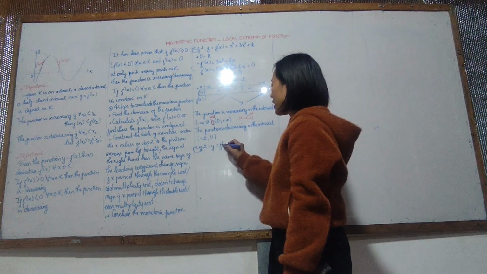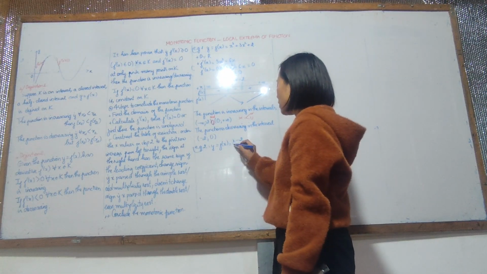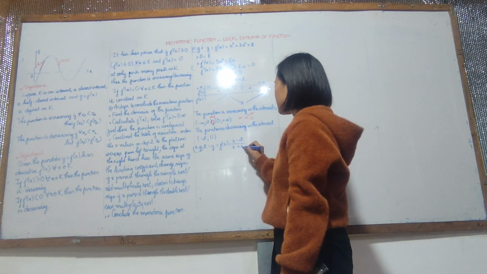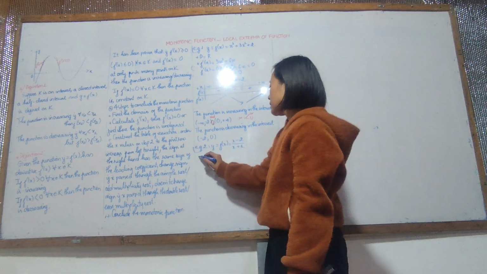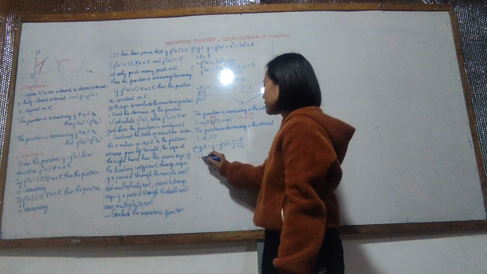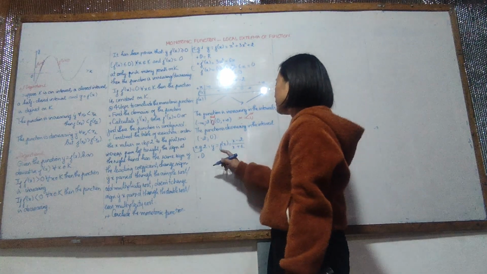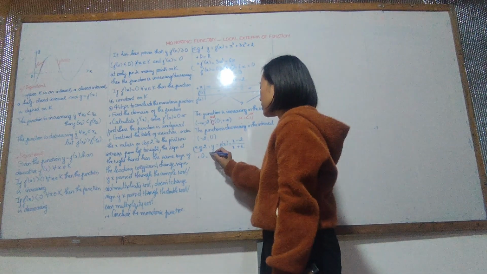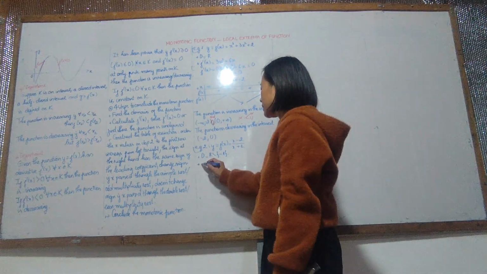And example 2. y equals f(x) equals (x minus 2) over (x plus 1). The first step, we will find the domain of the function. The domain equals the real numbers except -1.